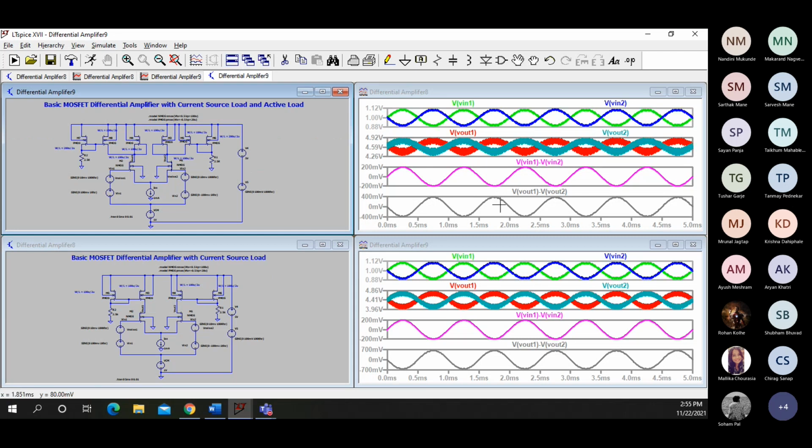So what is the difference? You can see here that the current source load gives a higher gain as compared to this one, but this is a more stable kind of amplifier.